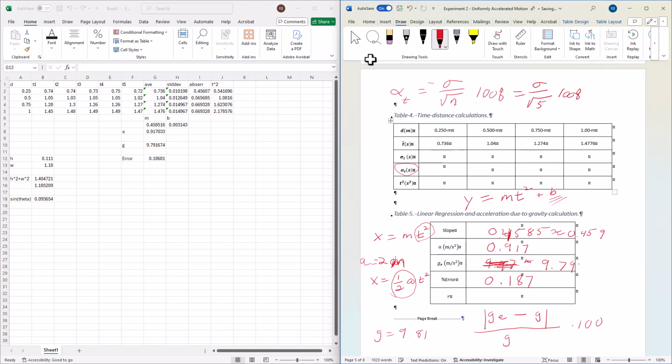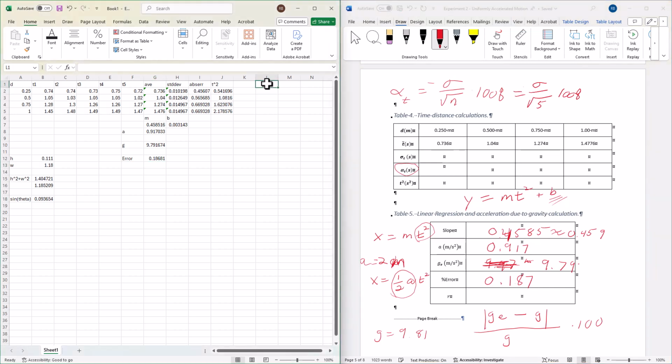Okay. And then finally, we need to do R, which is our correlation. The correlation is a measure of how linear the relationship is between two data sets. So if the correlation coefficient happens to be 1, it is linear with a positive slope. If it happens to be -1, it is linear with a negative slope. If it happens to be 0, that means that there's no linear relationship whatsoever.